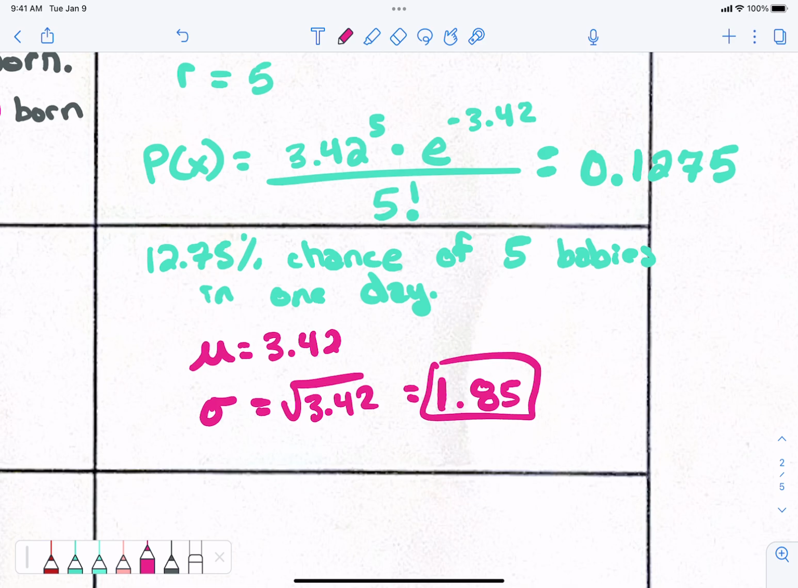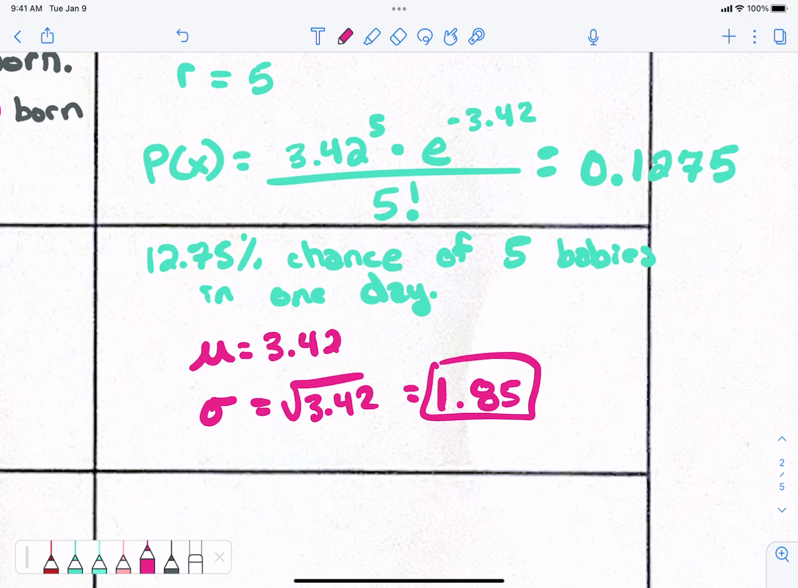I'm not going to ask you variance, but just FYI, variance is sigma squared. What is sigma? Sigma is standard deviation. Sigma squared is the variance, because you take the square root of the variance to get the standard deviation. Mu is the average.